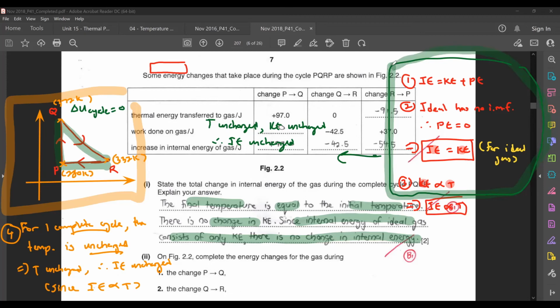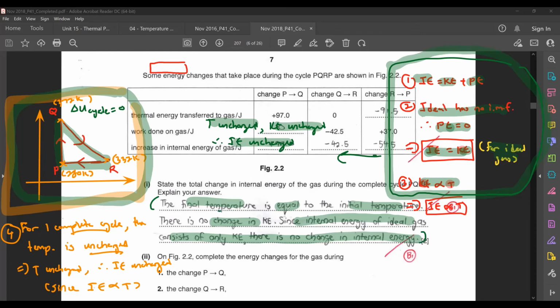So I'll just explain it like this now. Internal energy is KE plus PE. Ideal gas has no IMF, so PE is 0. So internal energy is just KE itself for ideal gas. But at the same time, I know that KE is proportional to temperature. So just now I mentioned to you, when you go through one whole full cycle, temperature is unchanged. So kinetic energy is unchanged. So since internal energy is just kinetic energy, IE is unchanged. No?